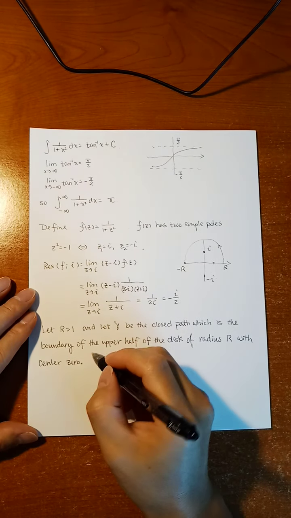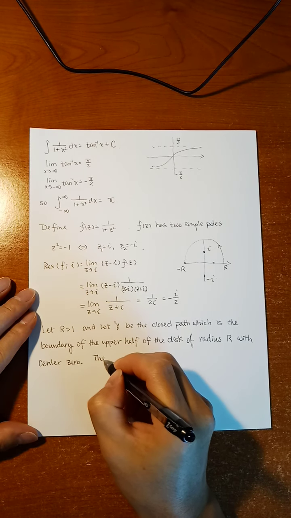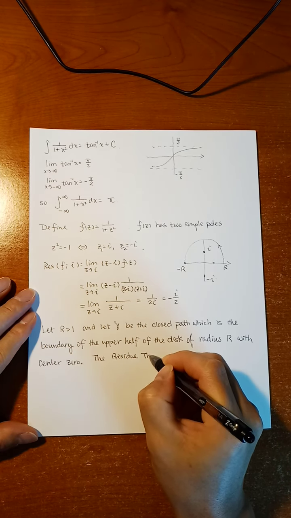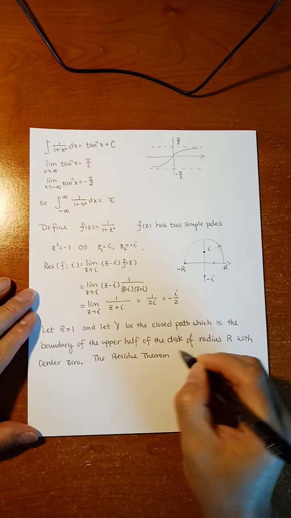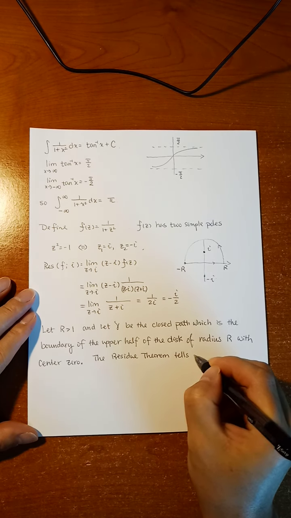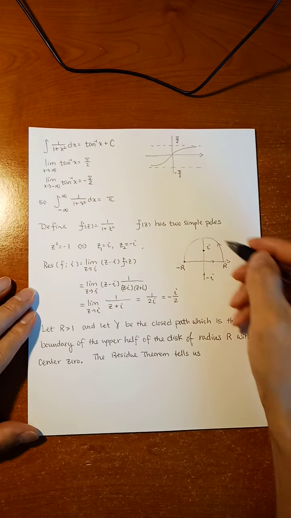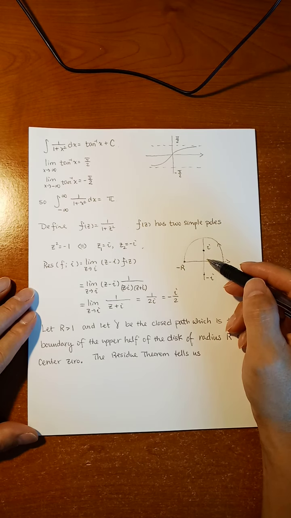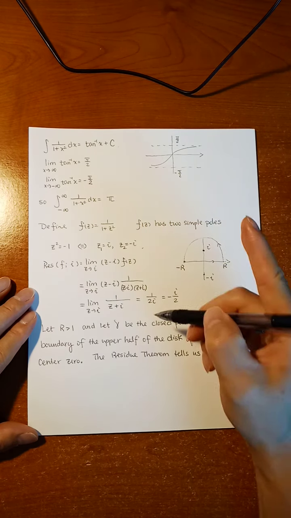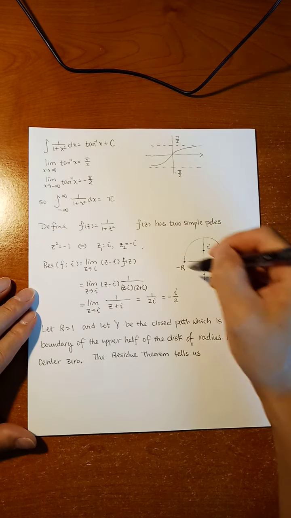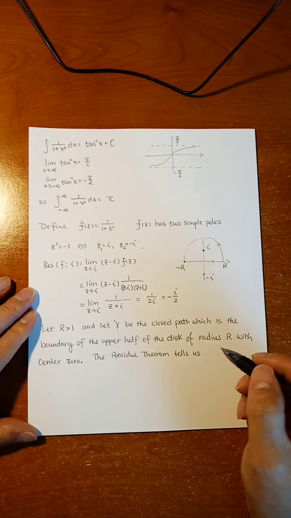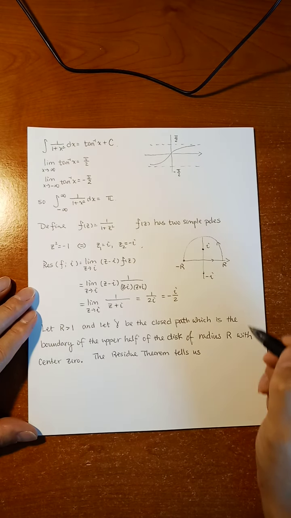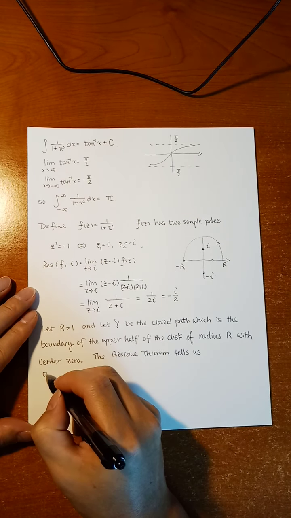Then we can apply the residue theorem. This is a very simple path, so the winding number is always 1. I mean, it's counterclockwise orientation. We didn't mention the counterclockwise orientation. I forgot to mention here, counterclockwise.